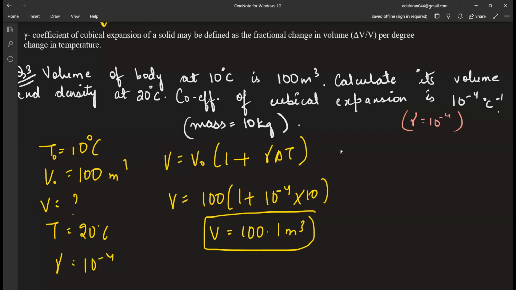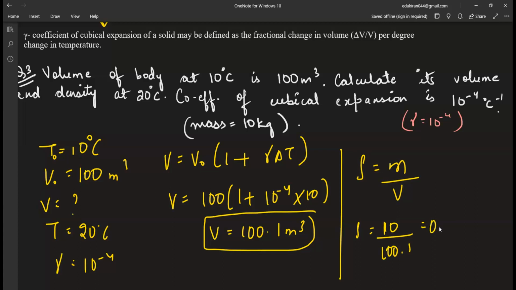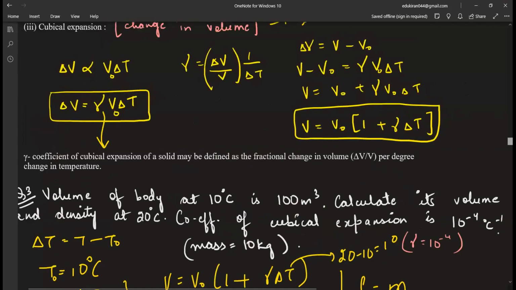All right. So when you have to calculate density, it is mass by volume. The mass is given as 10 kg, and the volume is 100.1, so the density should be around 0.99 kg per meter cube. How did I get 10? See, what is the change in temperature? The change in temperature is T minus T naught. So T is 20, and 20 minus 10 is equal to 10. Okay, clear. Write down this.